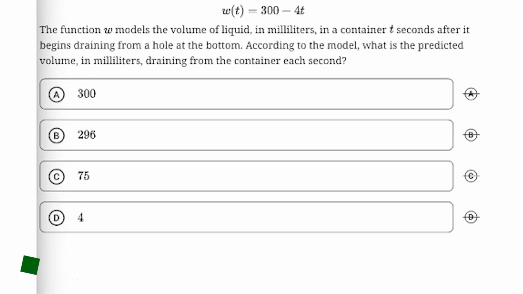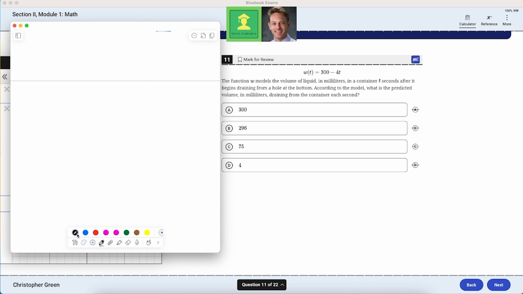The function W models the volume of liquid in milliliters in a container t seconds after it begins draining from a hole at the bottom. According to the model, what is the predicted volume in milliliters draining from the container each second? If you wanted to, you could graph this. So it's a slope of -4 and effectively a y-intercept of 300.